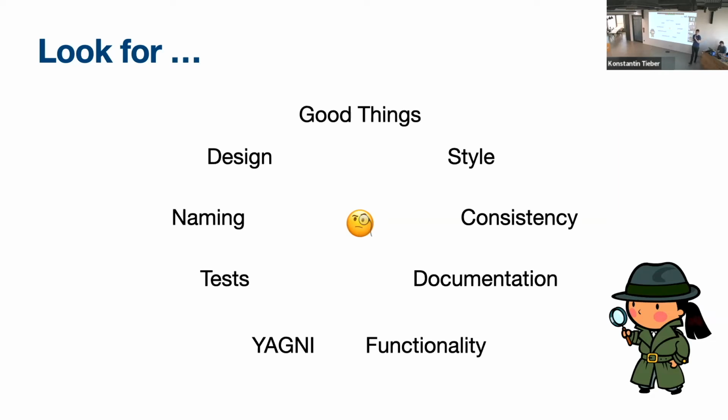And lastly, and this is a very important one for me, look for good things. So we write code all day, and sometimes I'm just really impressed with what some of my colleagues write, and then I really want to point it out in the pull request. I'm happy when people do that for me, and it also makes me happy to do that for others.